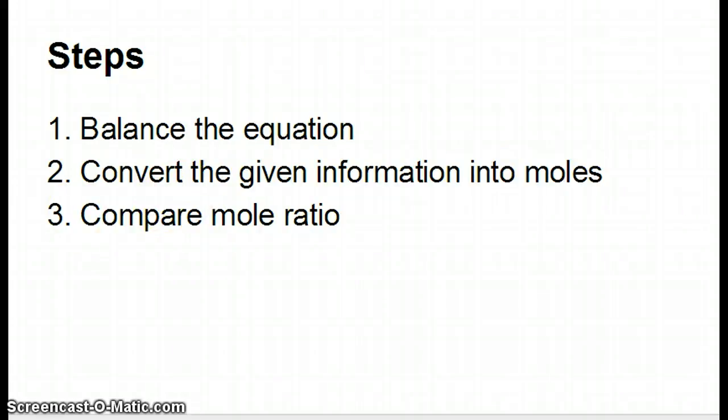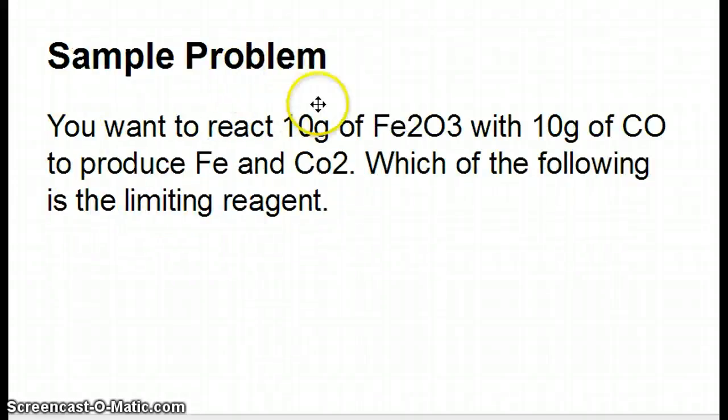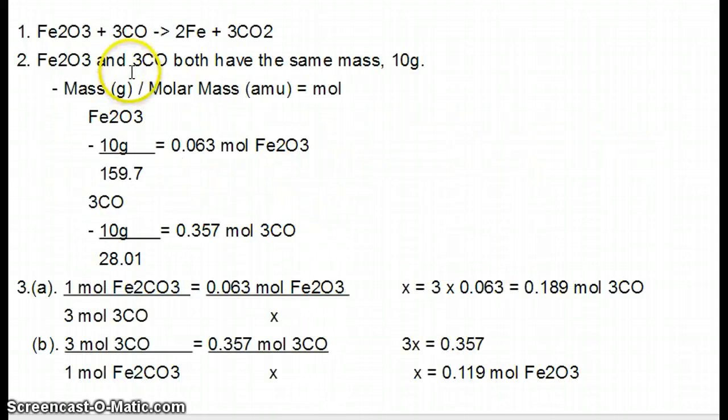And then here is a sample problem. You want to react 10 grams of iron 3 oxide with 10 grams of carbon monoxide to produce iron and carbon dioxide. Which of the following is the limiting reagent? So this question is very straightforward, and here's the work.